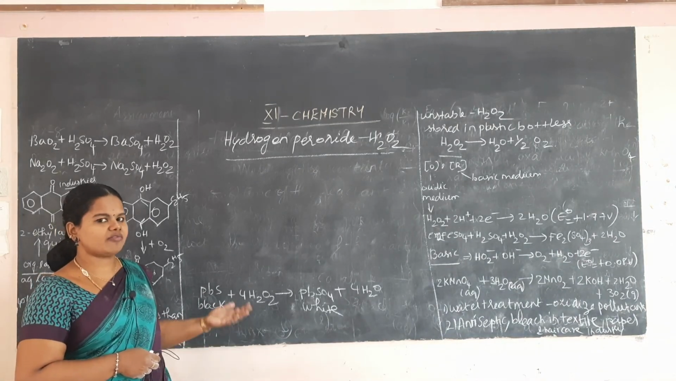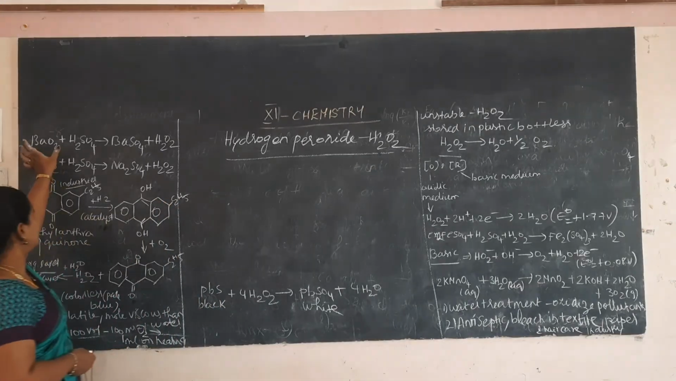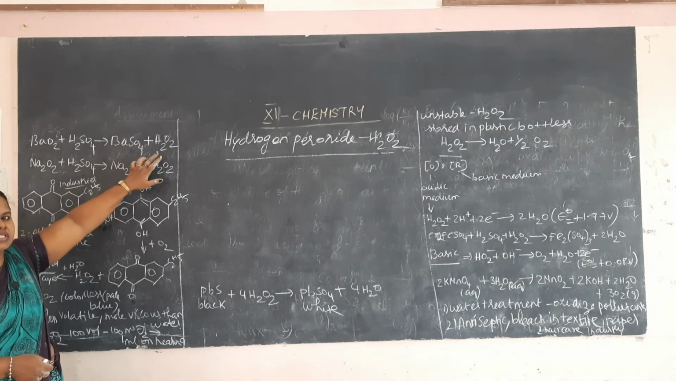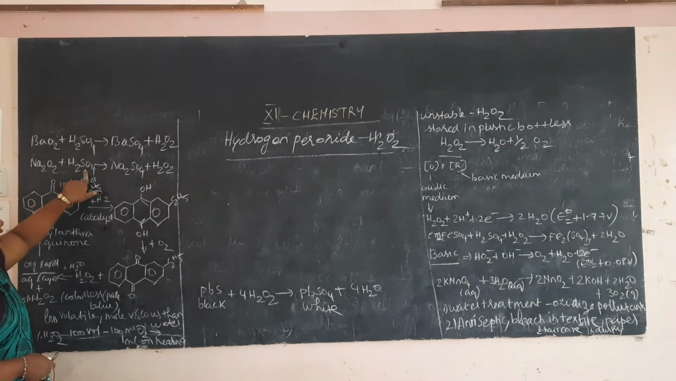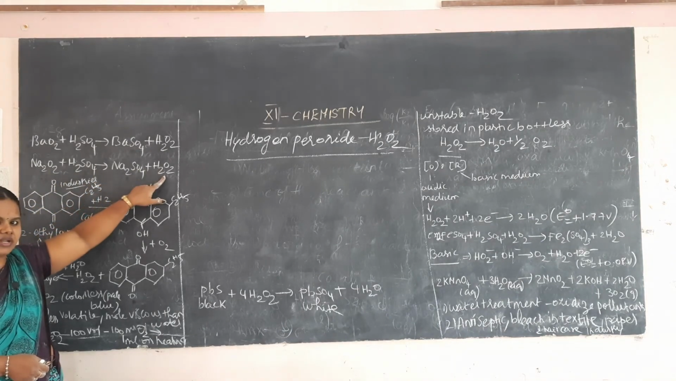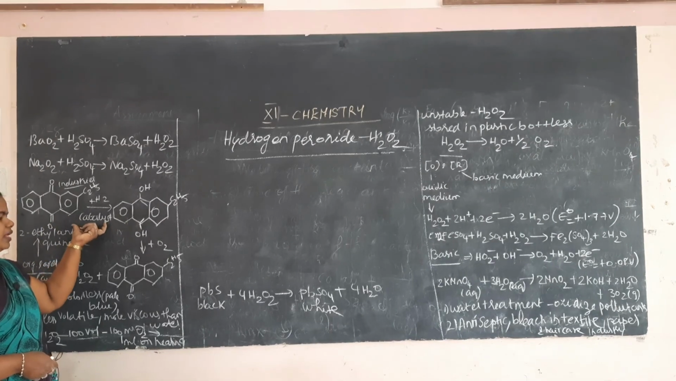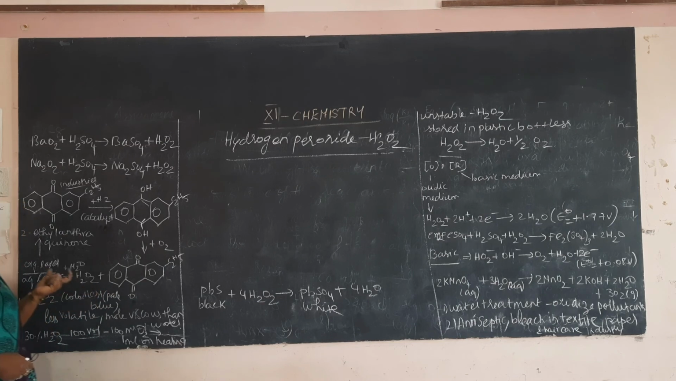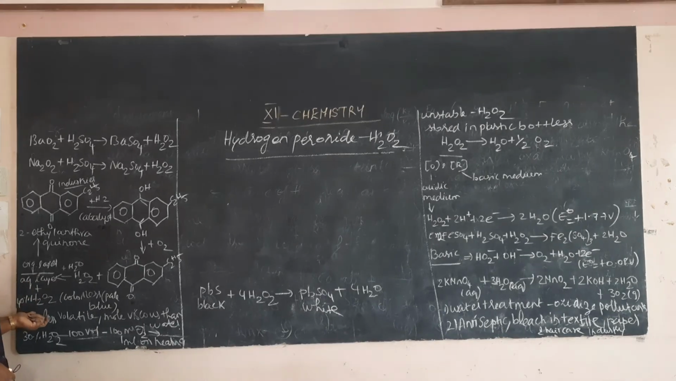What is the formula of hydrogen peroxide? H2O2. What is the preparation of hydrogen peroxide? When you add barium peroxide with dilute acid, we get barium sulfate plus hydrogen peroxide. The next preparation: sodium peroxide added with dilute acid gives sodium sulfate plus hydrogen peroxide. Then anthraquinone, on treatment with a catalyst, forms an intermediate and then hydrogen peroxide, and on hydrolysis an organic layer and an aqueous layer are formed. The aqueous layer will contain 40% hydrogen peroxide.